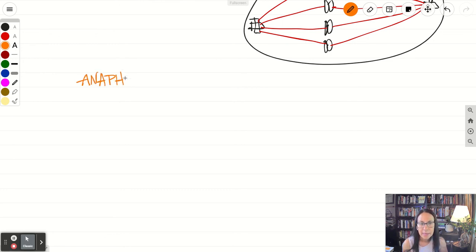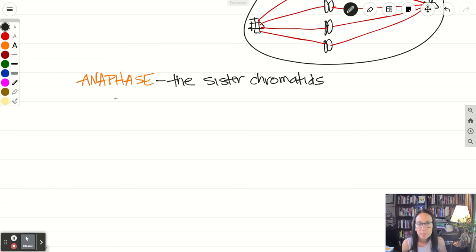And in anaphase, what happens is the spindle fibers are now going to separate the sister chromatids, pull apart the chromosomes, the replicated chromosomes. So in anaphase, the sister chromatids are separated. Okay, and this is what it looks like.